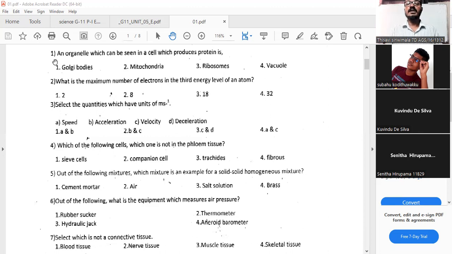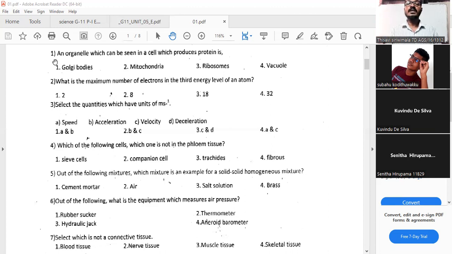Second one, what is the maximum number of electrons in the third energy level of an atom? So the first energy level, according to Niels Bohr structure, 2 electrons, second energy level 8, third energy level 18, 2, 8, 18. So the answer is the third one, 18 electrons.